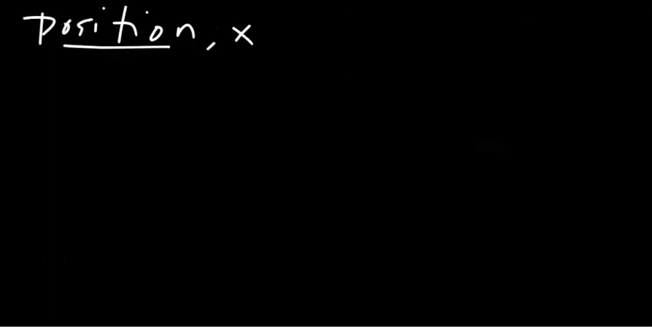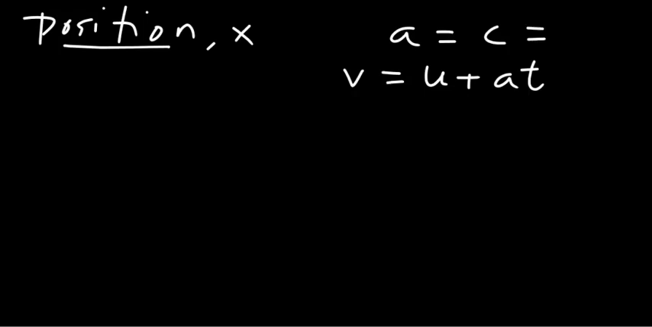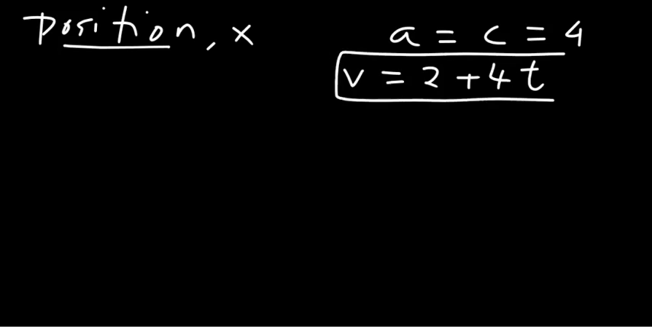Now let's address the position of the object as it moves along the x-axis. Now we know a is a constant. We know v equals u plus at. Let's take the acceleration to be 4, positive 4 that is. Let's assume that the initial speed is 2 meters per second, so your equation becomes 2 plus 4t. That describes the velocity of this object with time. What can you say about its x-coordinate? How does that change with time?